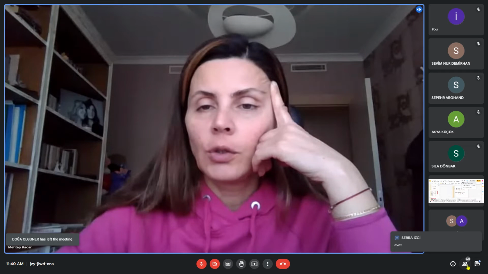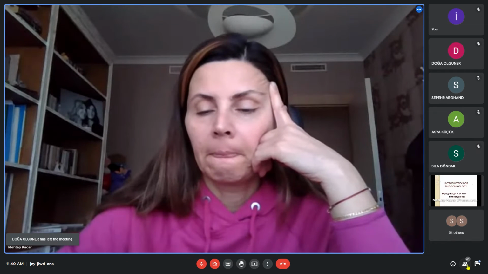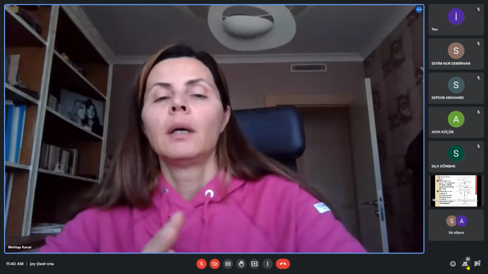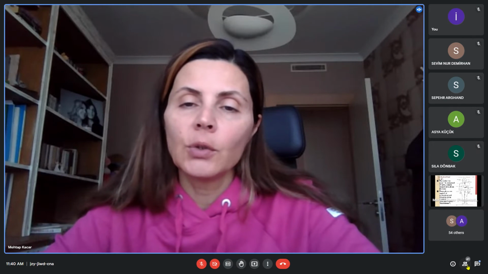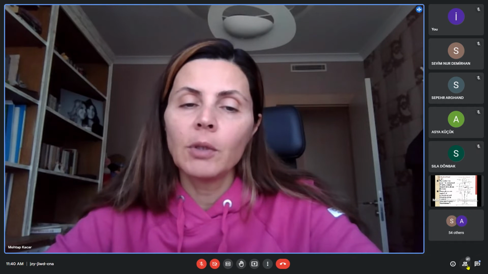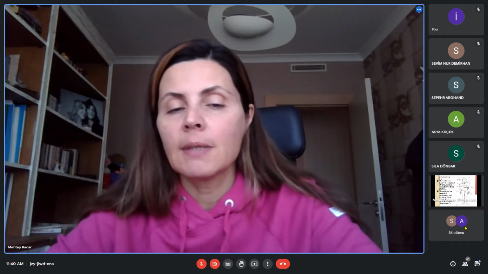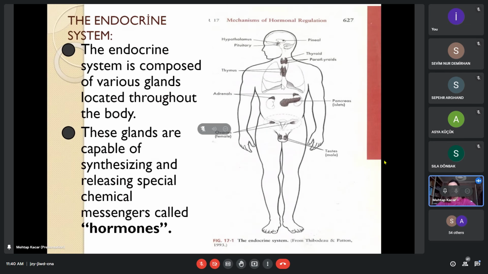Introduction to endocrinology. Endocrine system. An endocrine system is composed of various glands located throughout the body, and these glands are capable of synthesizing and releasing some specific chemical messengers, and these messengers are called hormones. And you can see your main endocrine system organs: hypothalamus, pineal gland, pituitary gland, thyroid, parathyroid, thymus, adrenals, the suprarenal area, ovaries, testes, and pancreas.